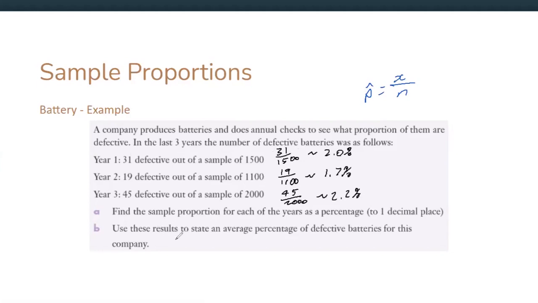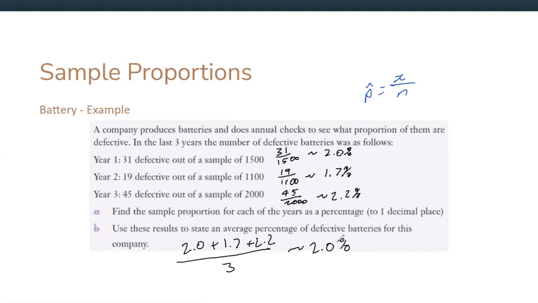But in this example, we're going to use these results to average the defective batteries, because taking it over multiple years and averaging the results will give us a nicer result. So we're just going to take the average: 2.0 plus 1.7 plus 2.2, all over 3, and this is approximately 2.0%. So approximately 2% of the batteries are defective within all the samples we took. From here, we can assume that 2% of the batteries produced will have defects.